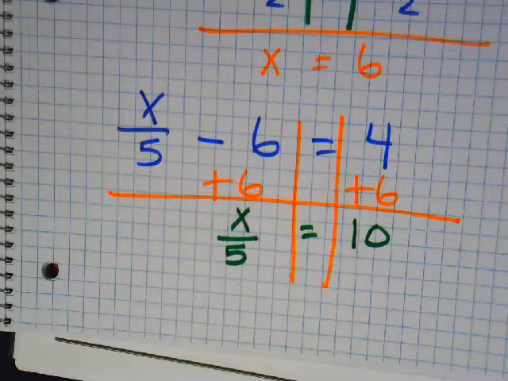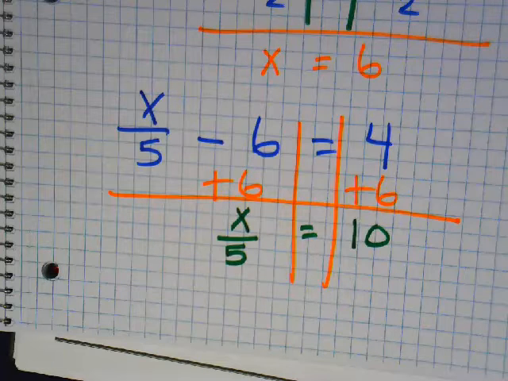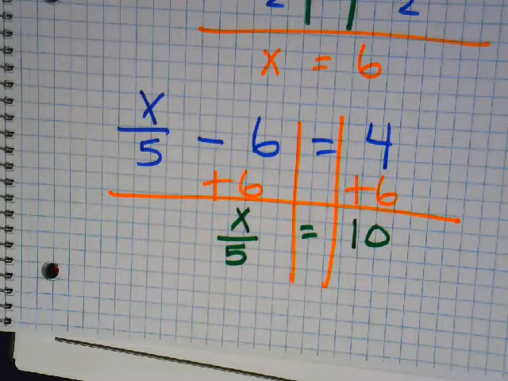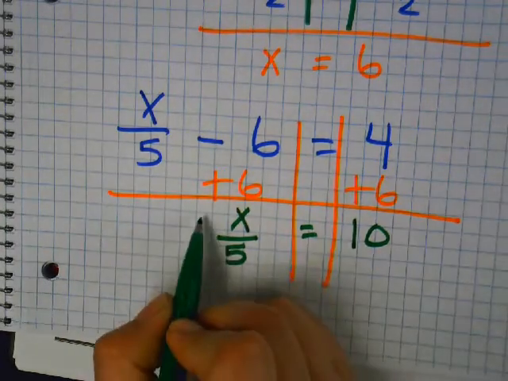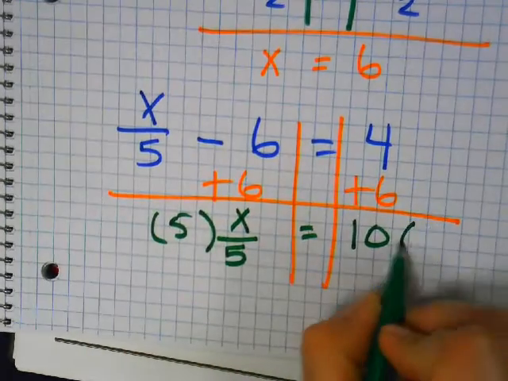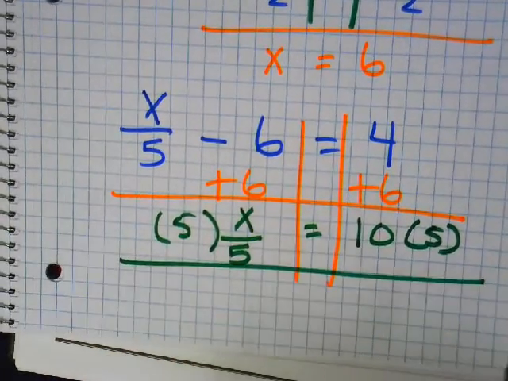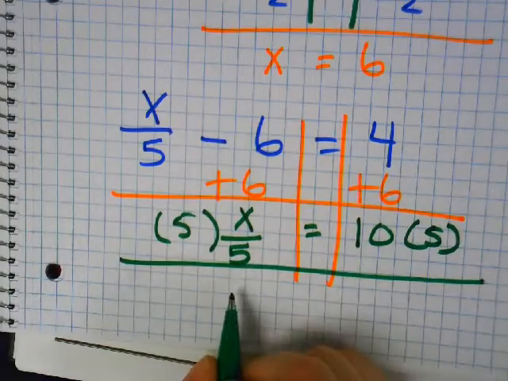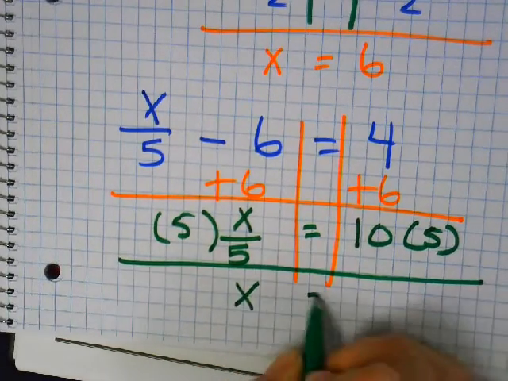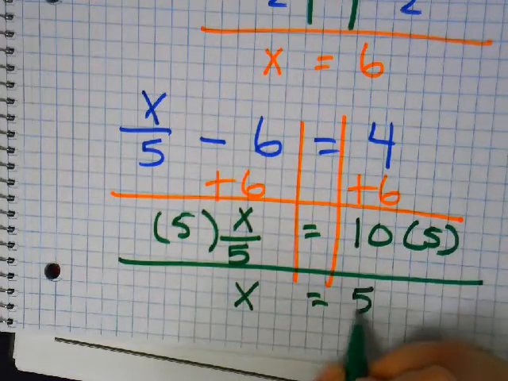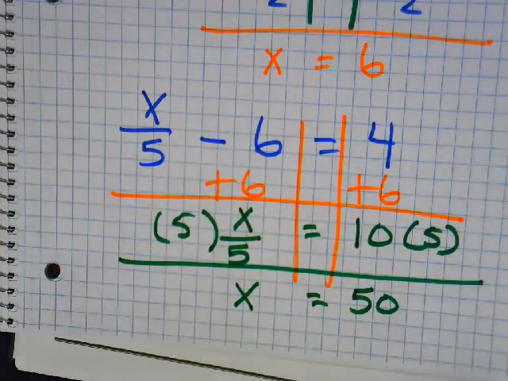All right. How do I move the 5? Very good. Since this line means division, I get to multiply by 5. Multiply by 5. What's left on this side? X equals? X equals 50. Good.